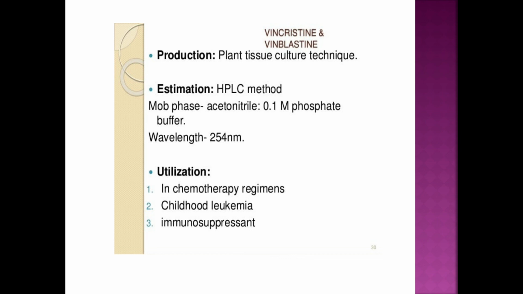Estimation is done by the HPLC method, in which the mobile phase is acetonitrile and 0.1 molar phosphate buffer, and the wavelength is 254 nanometer. Utilization: it is used in chemotherapy regimens, childhood leukemia and as an immunosuppressant.